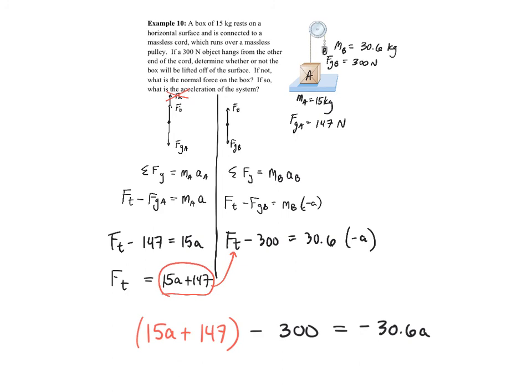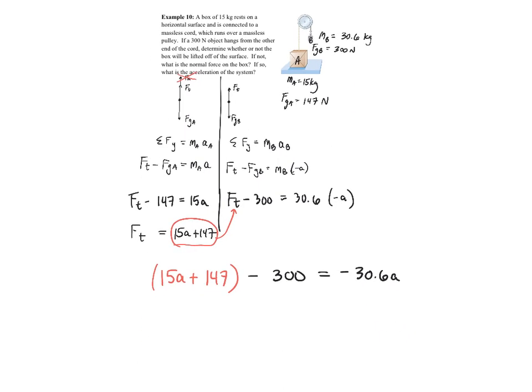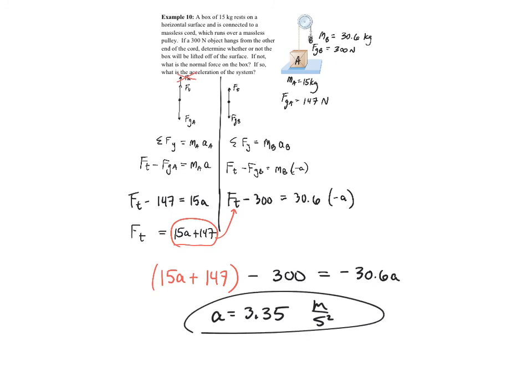Okay, now solve for A. A will become 3.35. So if you were answering for the system, your answer is 3.35 meters per second squared.